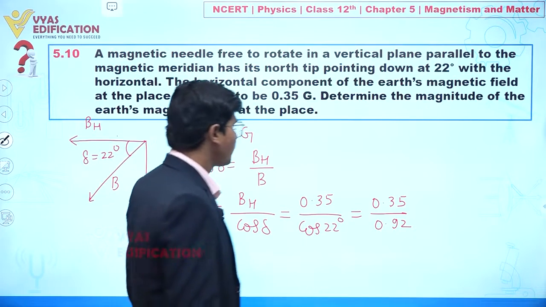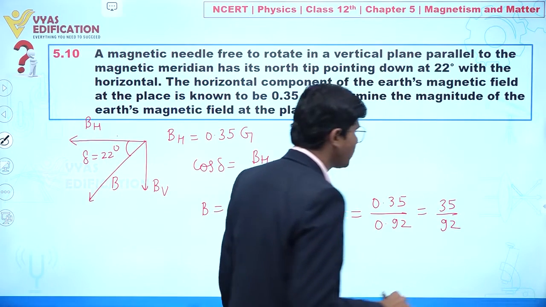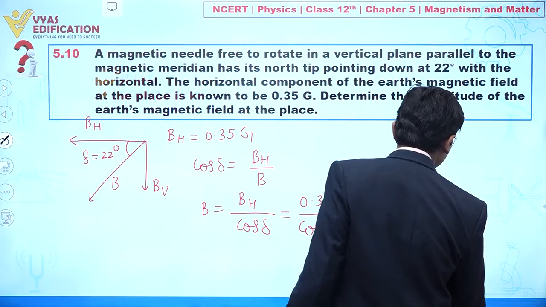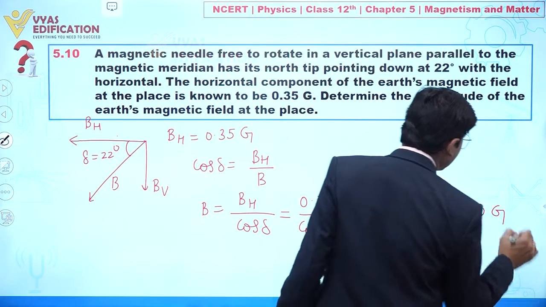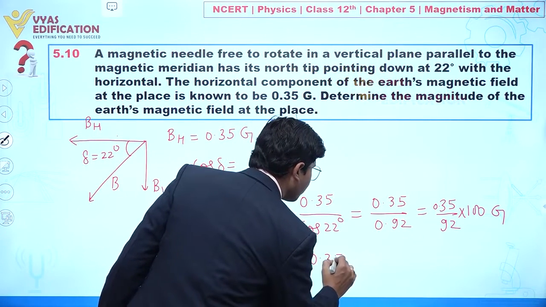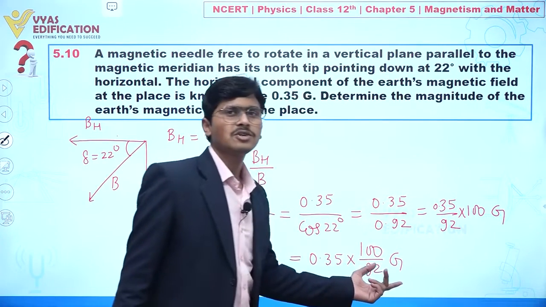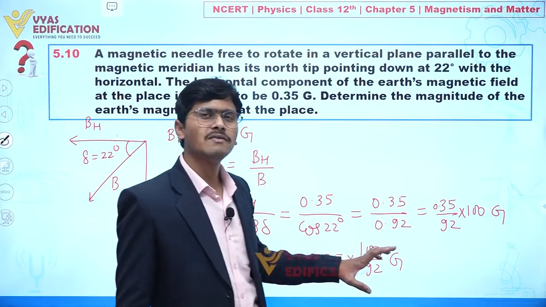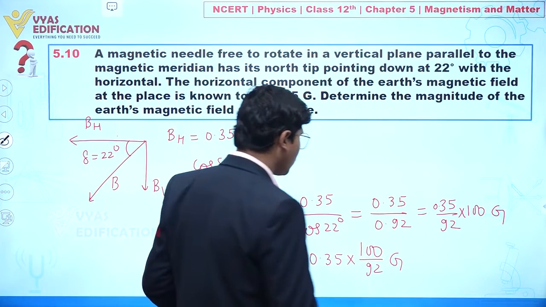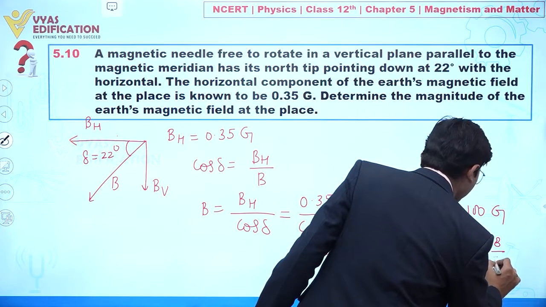Clear to everyone? So from here we can write this as 35 by 92. If you remove the decimal, I can say this is multiplied with 100 Gauss. So we can write 0.35 multiplied by 100 divided by 92 Gauss. Now 92 divided by 92 is directly 1 plus. So we can also write 0.35 times 1 plus 8 by 92.